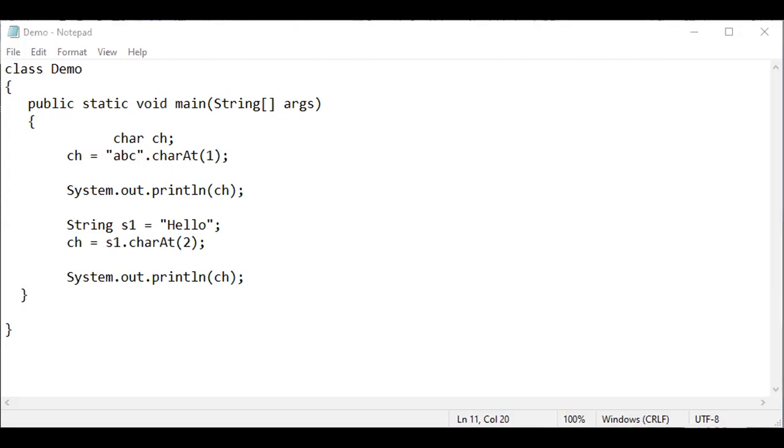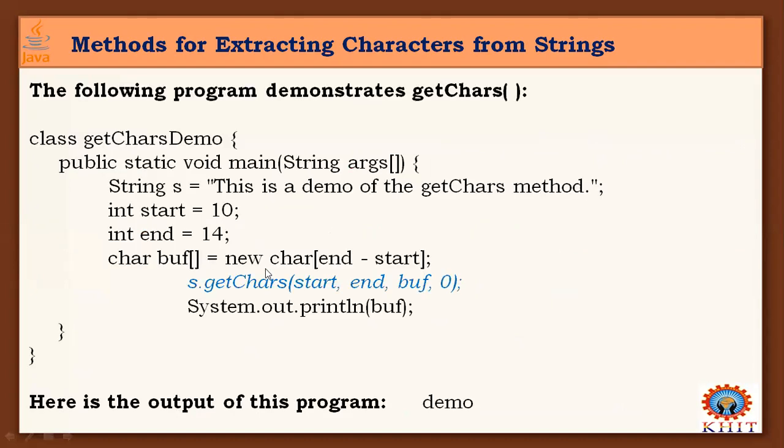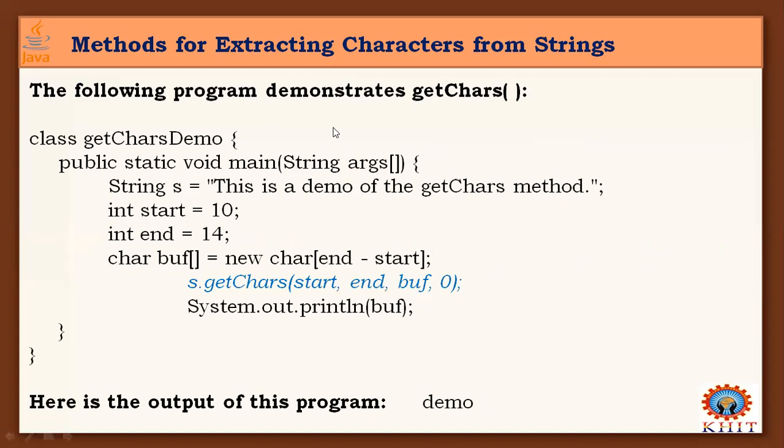Next one, getChars. To extract more than one character at a time, use this getChars method. It has this general form and it takes source start, source end, the target array into which you are going to extract, and target start. The following program demonstrates this function. Here there is a string s. This is a demo of the getChars method. This is the string initialized into this object s.